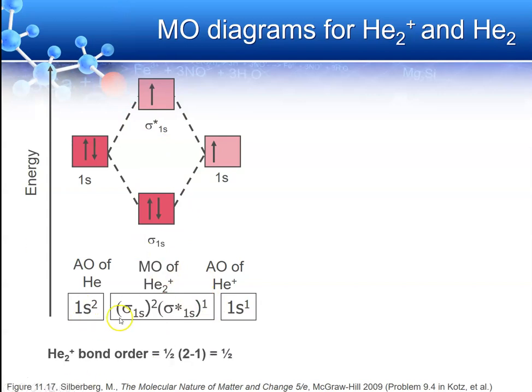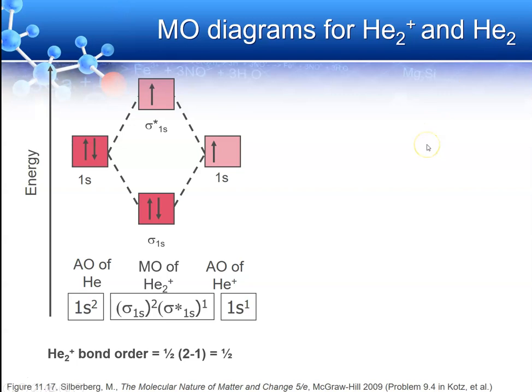And I can also calculate the bond order. So the He2 plus bond order is 1/2 times 2, that's the number of electrons in a bonding orbital, minus 1, which is the number of electrons in the anti-bonding orbital, and I get 1/2. So the bond between them isn't very strong, but it is real. We can actually make these He2 plus ions.